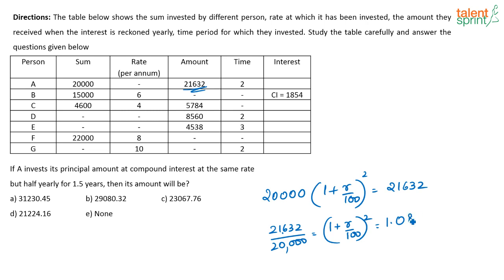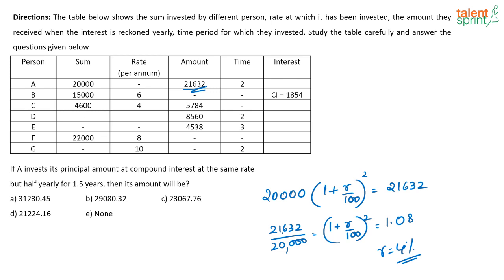It is .08 approximately, correct? It is difficult to divide 21632 by 20,000. Are we going to find the time to do it in the examination? No. So roughly just do 21.6 divided by 20. Approximately what you get is 1.08, correct? So 1 plus R by 100 the whole squared is 1.08, or you can say 1 plus R by 100 will be the root of this.